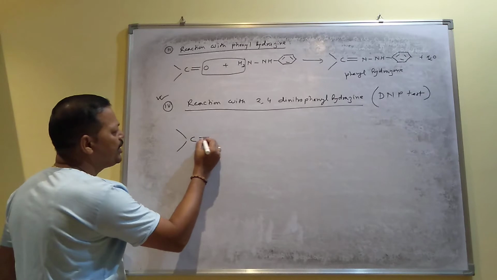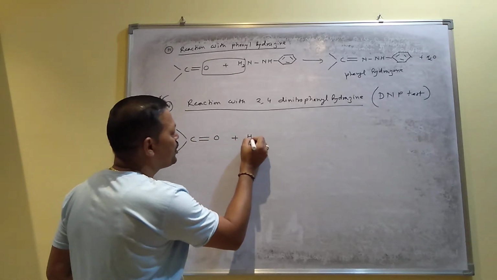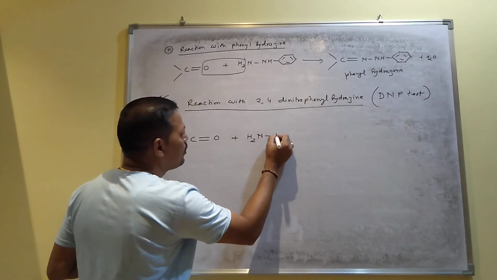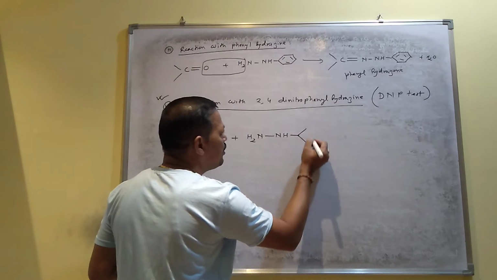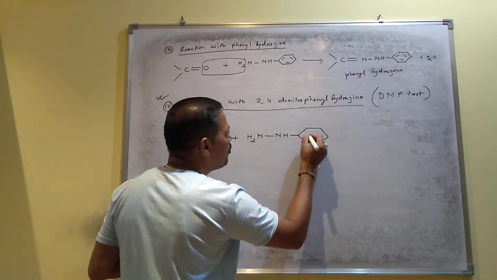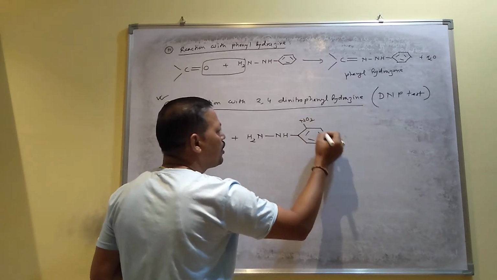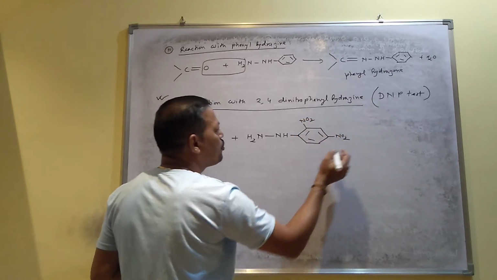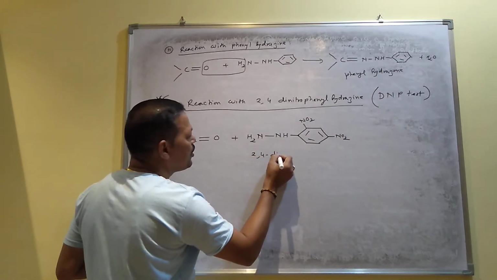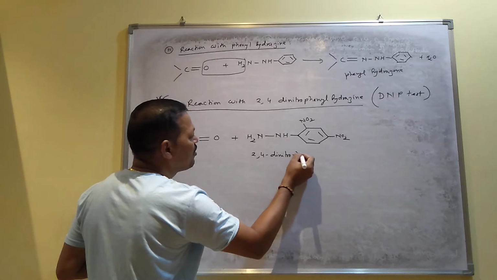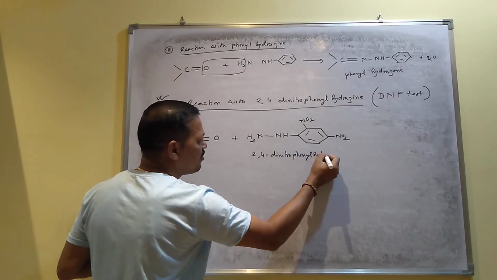So this is your aldehyde or ketone, and this compound is called... this is like phenylhydrazine, only 2 nitro groups are present here. This is your phenyl group, I mean benzene ring. Here one nitro group at the 2 position, and here one nitro group at the 4th position, and this compound is called 2,4 dinitrophenylhydrazine.